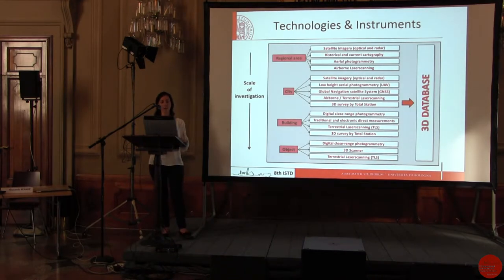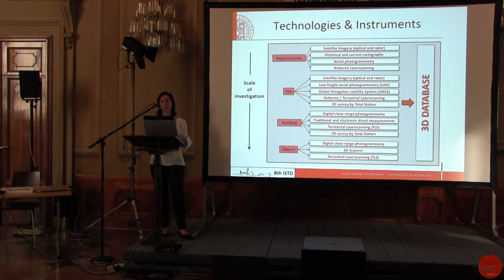But which technologies and instruments does geomatics use? Different classifications can be made, depending on the object, the accuracy, the technologies, the requested final products, the logistic constraints of the space, and so on. In this scheme, I chose to classify our technologies based on the scale of investigation.